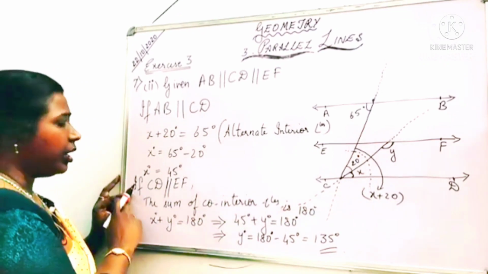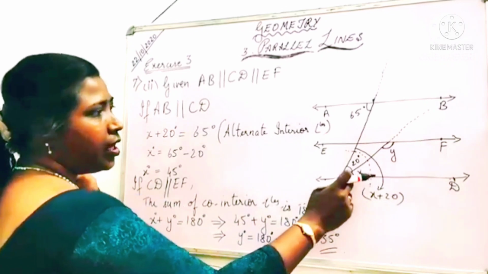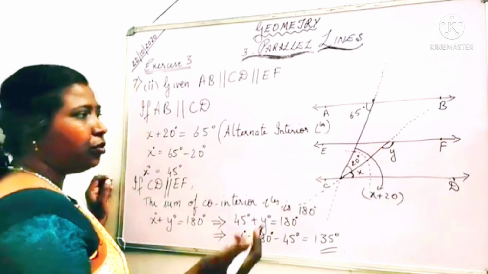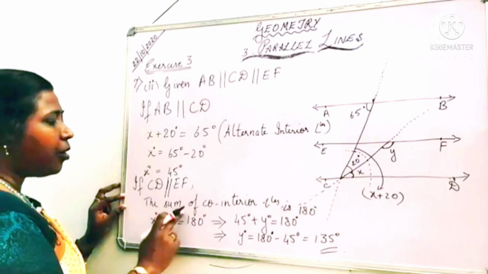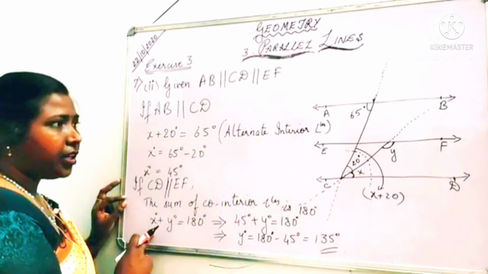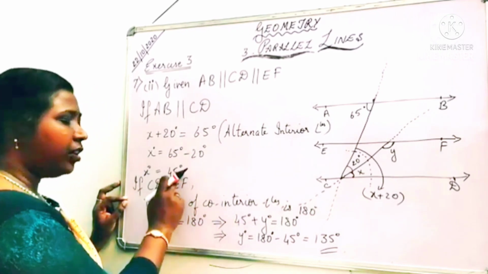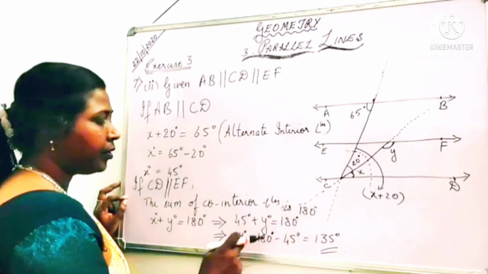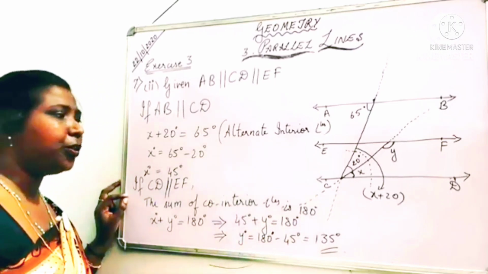For that what we will do, CD is parallel to EF, then what we are seeing, that x and y lie on the same side. That means it is co-interior angles. So the sum of co-interior angles we know is 180 degree. So we can write x degree plus y degree is equal to 180 degree. The x value we are already having, so we are putting the value in that. 45 degree plus y degree is equal to 180 degree. Y degree is equal to 180 minus 45. You will get 135 degree. I hope you understood. Okay.